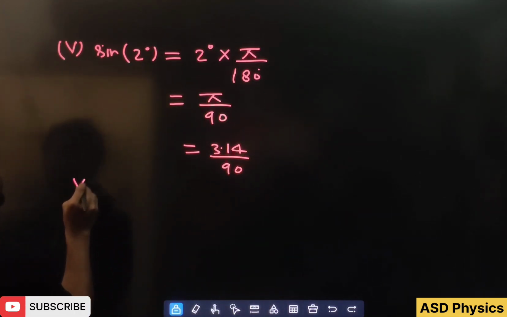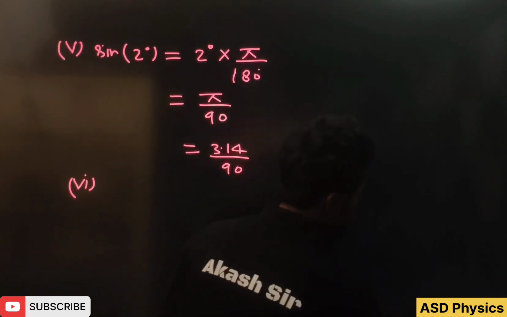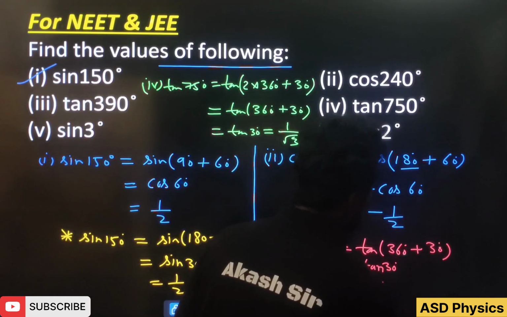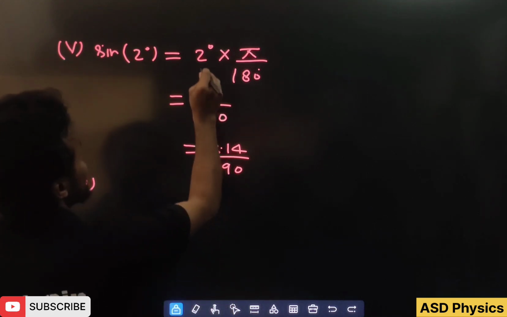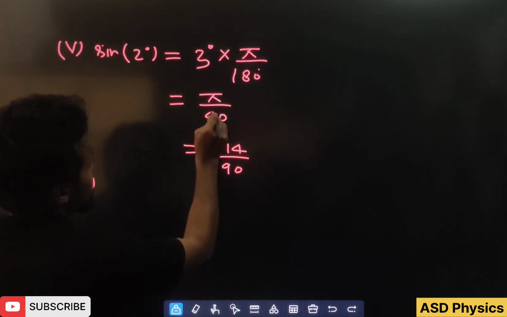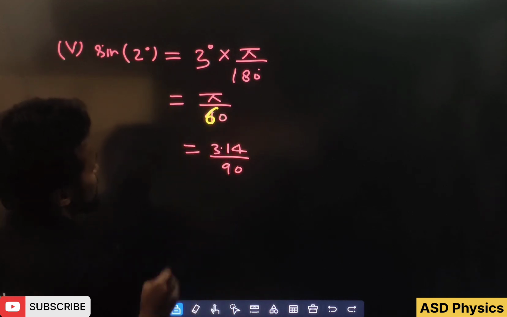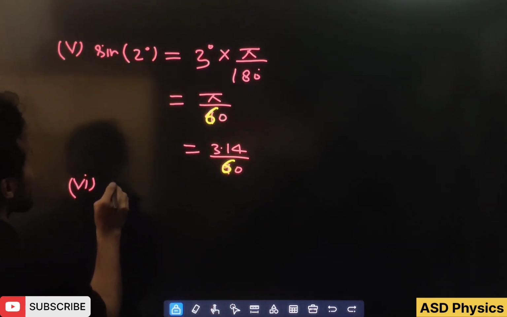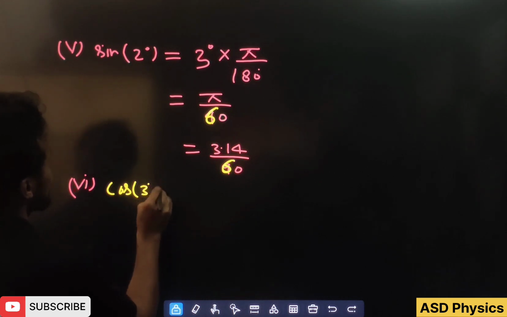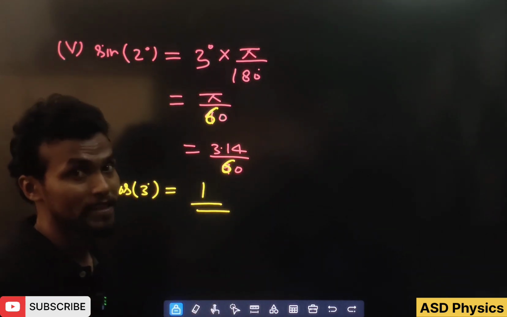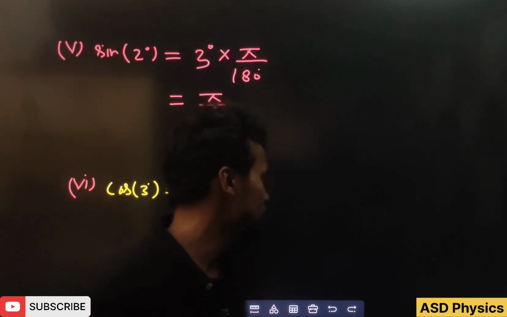Okay, next one, what is there, students? Sine we have done, sine 3 degree actually, and cos 2 degree. Okay, 3 degree. So what will happen here, students? This will become pi by 60. Here also pi by 60. No problem, basics we are learning. Now cos 3 degree. So what will this become here? This value is always 1. No need to do anything. If theta is small, the value will be 1.